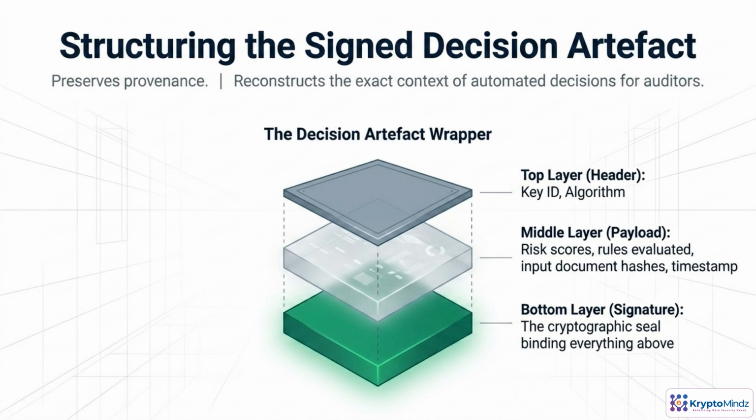You can think of a signed decision artifact as a small, self-contained evidence package. At the top, you declare how it will be verified: which key, which algorithm. In the middle, you capture the full decision context: risk scores, rules fired, hashes of all inputs, and a precise timestamp. At the bottom, you apply a digital signature over both header and payload. If any bit changes, verification fails, and auditors can reliably reconstruct exactly what the system decided and why.